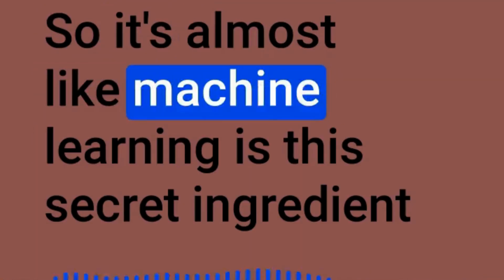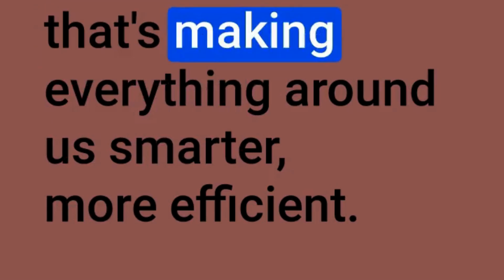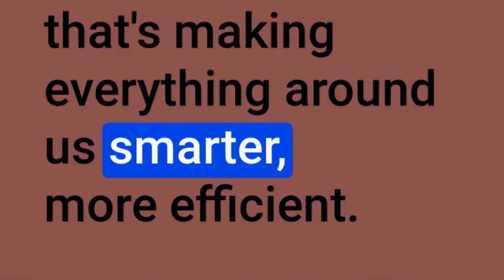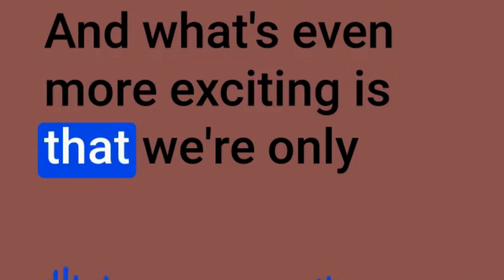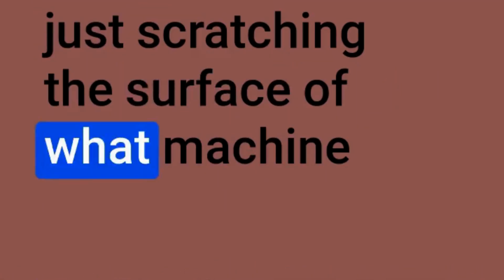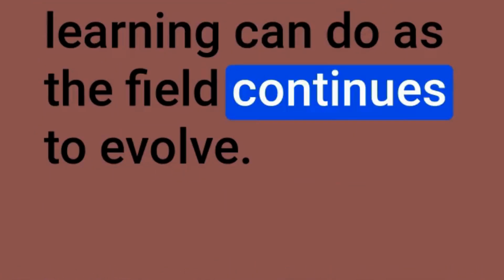So it's almost like machine learning is this secret ingredient that's making everything around us smarter, more efficient. That's a great analogy. And what's even more exciting is that we're only just scratching the surface of what machine learning can do as the field continues to evolve. We can expect even more groundbreaking applications in the years to come.